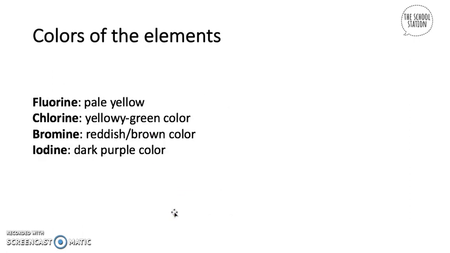So first of all, let's start off with the colors of the elements. This is something you may not have seen in any of my videos, but you may have to memorize it for the exam. There are 5 elements in Group 7, but you only really have to know 4 element colors. Fluorine is a pale yellow color, chlorine is a yellowy green color, bromine is a reddish brown color, and iodine is a dark purple color.